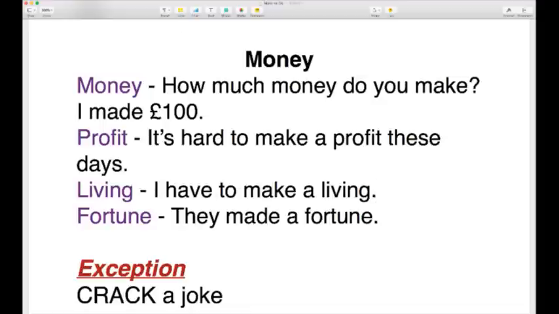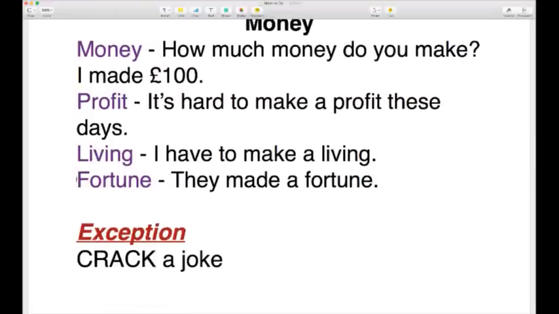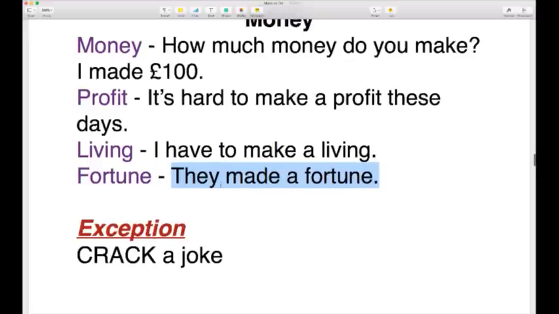So people ask me regularly, Anna, how do you make a living? And I would say it's very difficult at the moment. I do a lot of different things to try and make a living. You can also say if someone makes a lot of money, they make a fortune. So I might say that Virgin Airlines in their first few years made a fortune. Or someone right now makes a fortune. Someone who's very rich, they make a fortune.